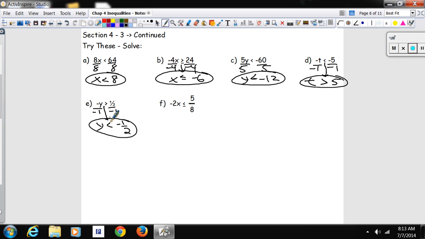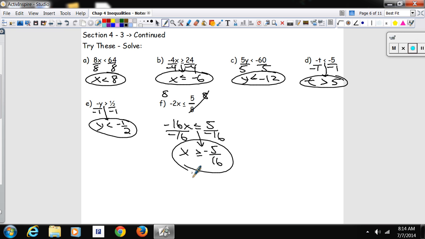And the last one, I'd get rid of the fraction first. Multiply both sides by 8. So you'll have -16x is less than or equal to 5, and then divide by -16. So x, you've got to switch the less than to greater than, and you're going to get -5/16, which is also between 0 and -1 on your graph. It would be closer to 0 than it would be to -1.